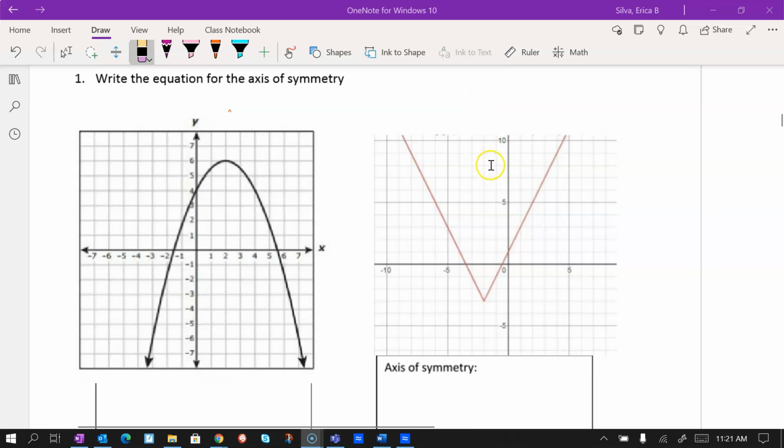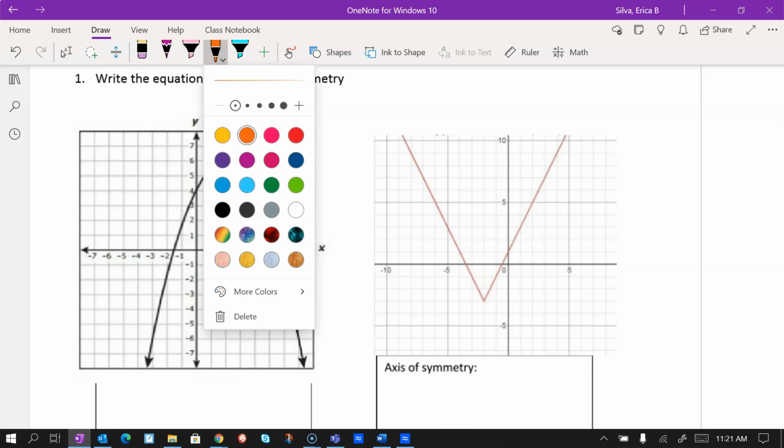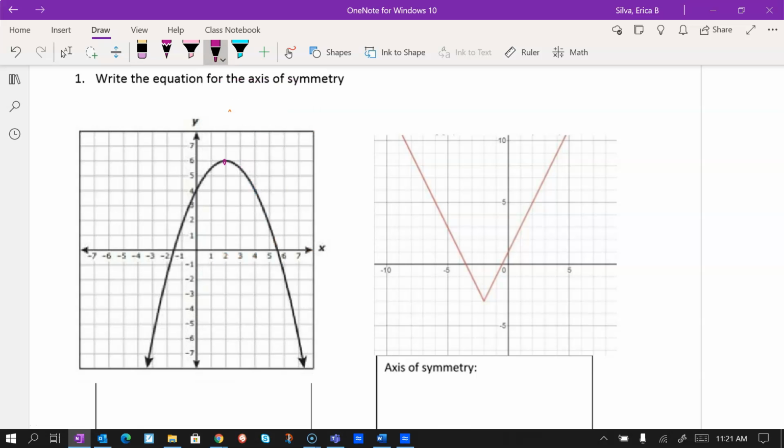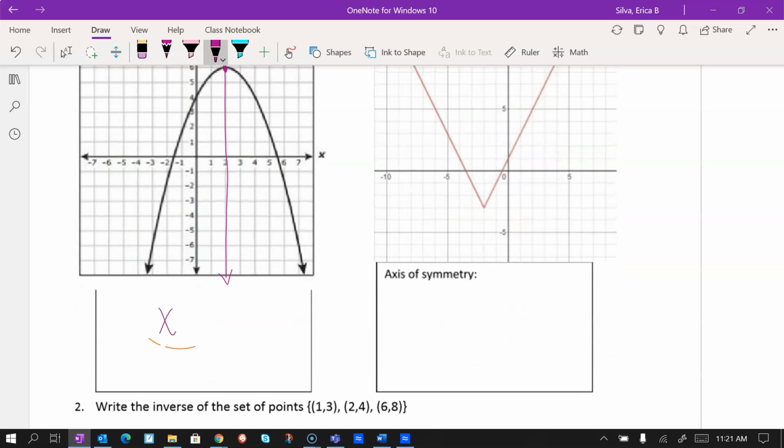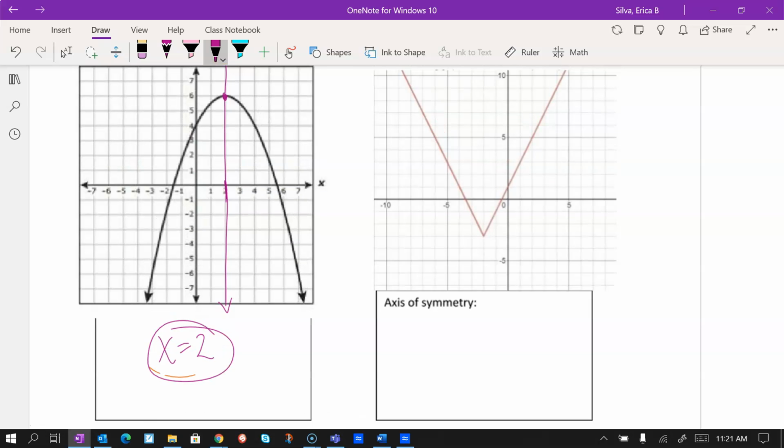First problem on your review is to write the equation for your axis of symmetry. So let's first draw my axis of symmetry. Remember, it goes through the vertex. So my axis of symmetry will be this. And my equation is x is equal to, and since it's going through 2 on my x-axis, it's going to be x is equal to 2.